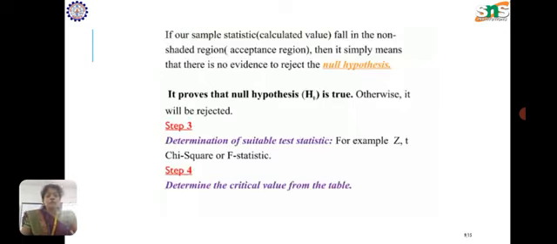Then the third step is determination of a suitable test statistic, whether we have to choose Z test, T test or chi-square test. If we have the words mean, proportion or difference, we go for the T test. If we have variance, we go for the chi-square or F test. Step 4 is to determine the critical value from the table.